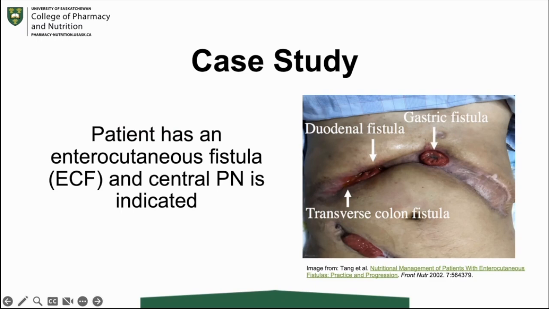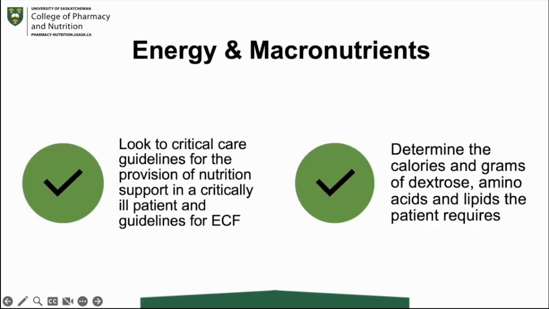In the previous video of this parenteral nutrition series, a case study was introduced in which we learned that our patient now has an enterocutaneous fistula and central PN has been indicated. As our patient is critically ill, we referred to guidelines for the provision of nutrition in the critically ill patient, but also reviewed guidelines for nutrition therapy for patients with an enterocutaneous fistula, which allowed us to determine their calorie requirements, as well as the grams of dextrose, amino acid, and lipids they require to maintain their nutritional status.